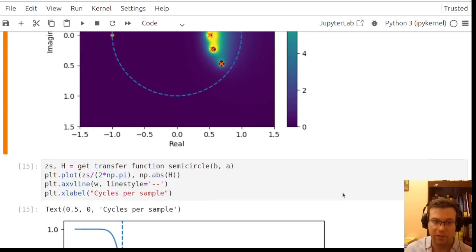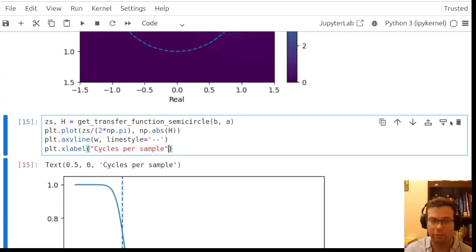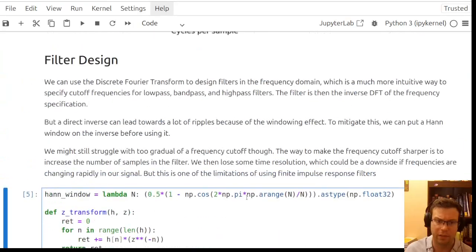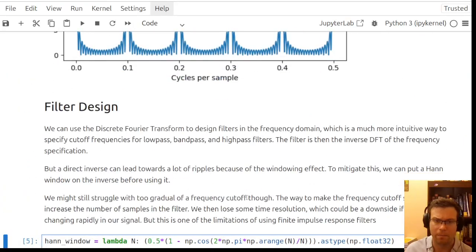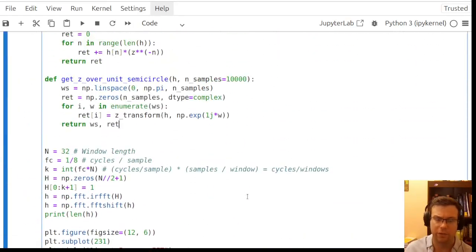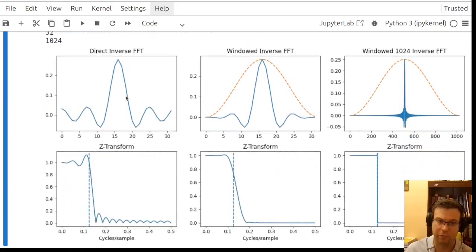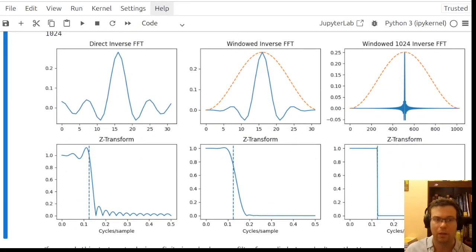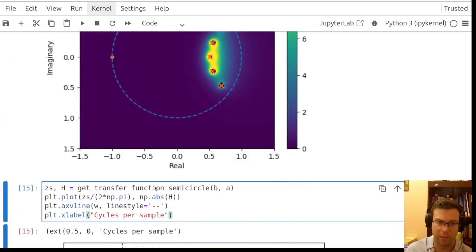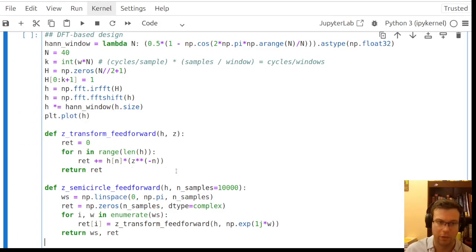Now, let's do a similar thing for the feed-forward filter. If you go back to the other video, you can see how we did this filter design. I used the discrete Fourier transform to design a convolutional filter, just a feed-forward filter. I'm not going to go through that again here, but I'm going to copy and paste a little bit of code because I want to compare the efficiency of these two.